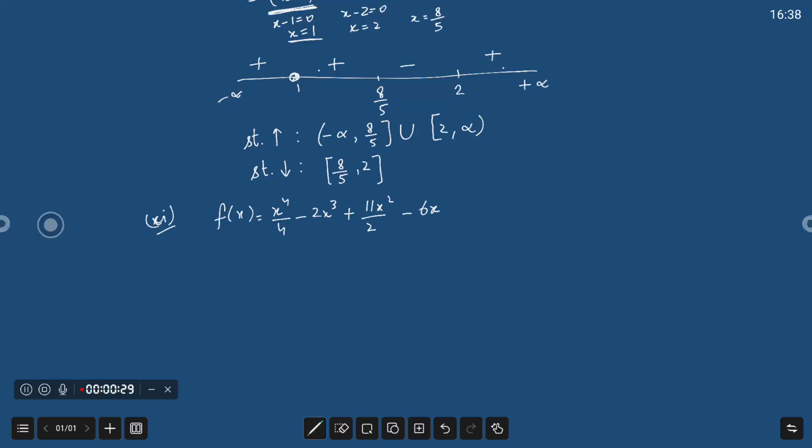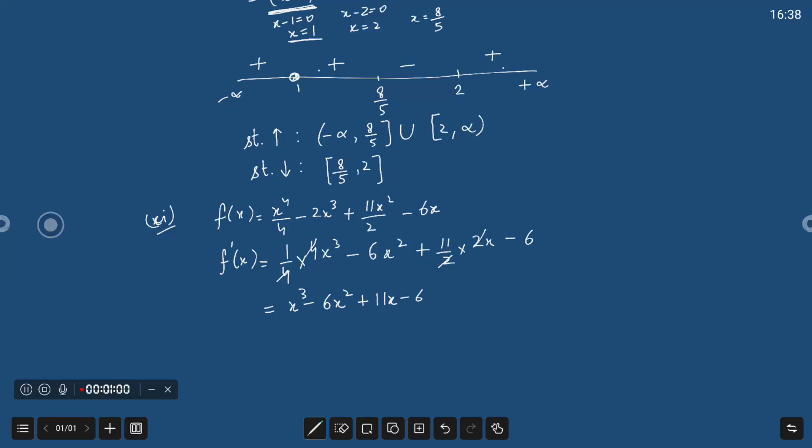Now you have to again determine the intervals in which the function is strictly increasing or decreasing. So the first step is to find the derivative of this function. So it comes out to be 1/4 into (4x^3 - 6x^2) plus 11/2 into (2x - 6). Right? So the 4 goes away and this 2 also gets cancelled. This is x^3 - 6x^2 + 11x - 6.